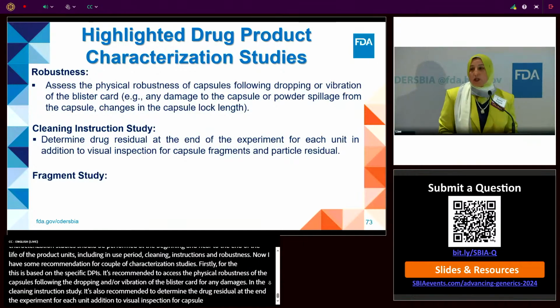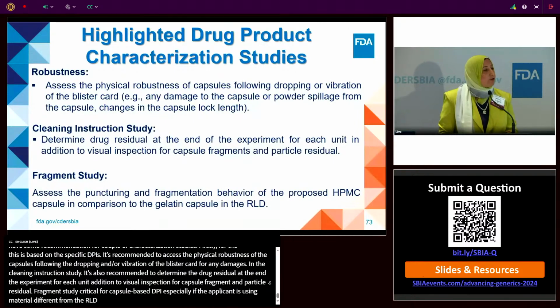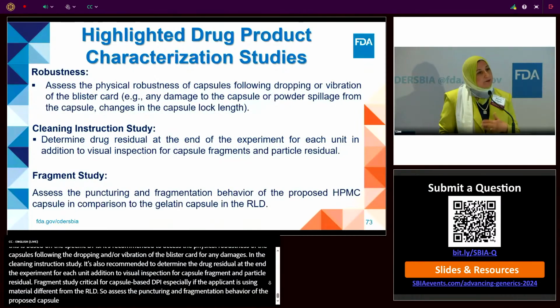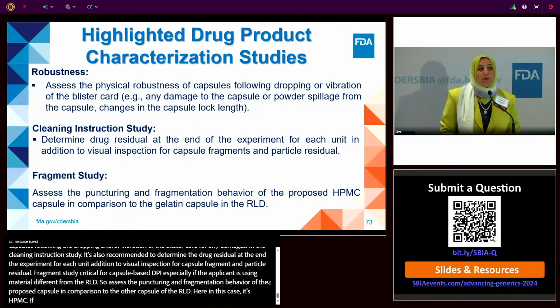Fragment study. This is really critical for capsule-based DPIs, especially if the applicant is using material different from that of the RLD. So assess the puncturing and fragmentation behavior of the proposed capsule in comparison to the capsule of the RLD. In this case, it's HPMC versus gelatin. Even if the applicant is using gelatin, it's recommended to still perform this study to confirm there are no fragments that can be inhaled by the patient.